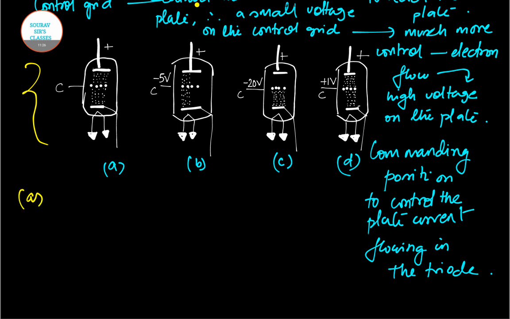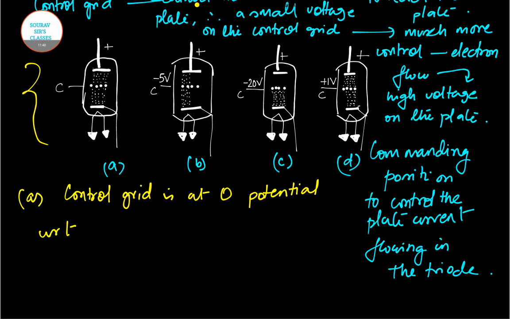Now when the control grid is at zero potential with respect to the cathode, so referring to figure A, the triode valve just behaves like a diode. So there is no difference actually.